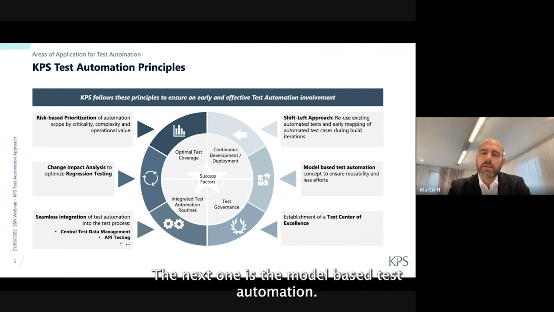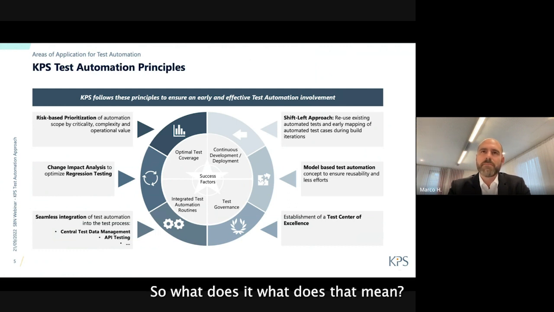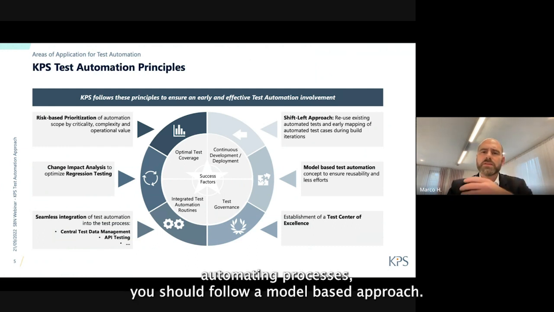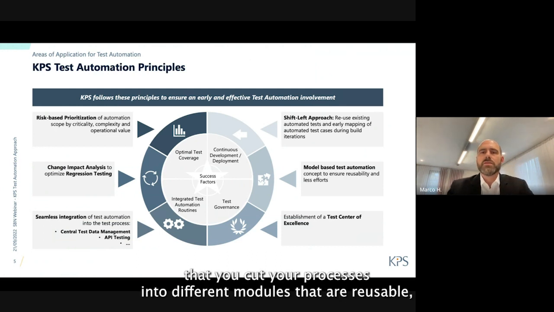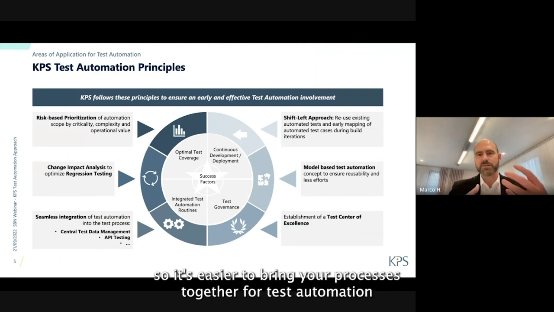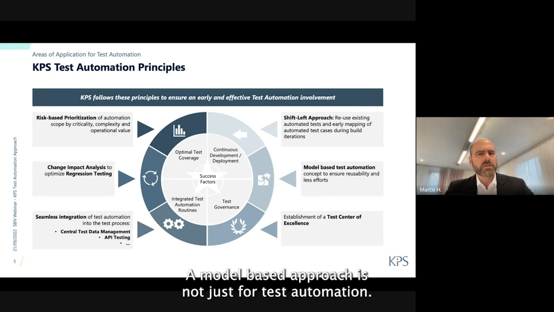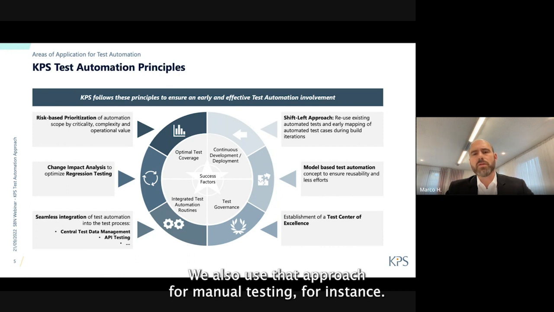The next one is model-based test automation. So what does that mean? It means that with the right tool in place and the right strategy in place, you should not just start automating processes. You should follow a model-based approach. That means you cut your processes into different modules that are reusable. So it's easier to bring your processes together for test automation and you can reuse them. It's much, much faster to set this up. A model-based approach is not just for test automation. We also use that approach for manual testing, for instance.